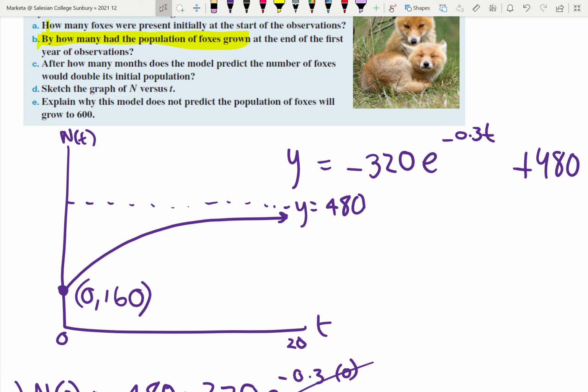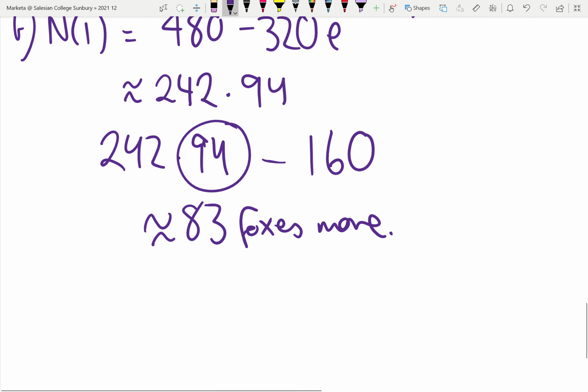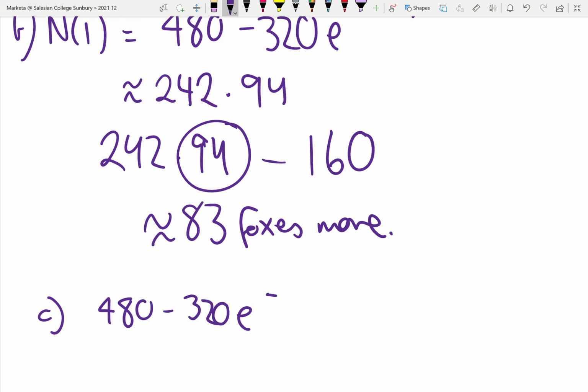After how many months does the model predict that the number of foxes would double its initial population? Okay, so that means n equals 320. So double the number of foxes. We originally had 160. Now we're doubling that. We want to know when we're going to get to 320. So let's sub that in. So 480 minus 320 e to the neg 0.3t equals 320.